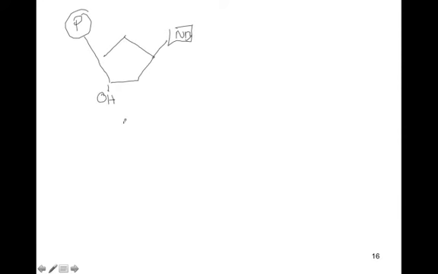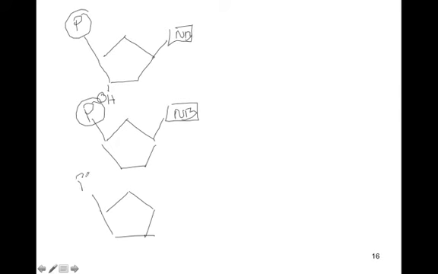Now we'll string these guys together by simply drawing another pentose sugar with its nitrogenous base and a phosphate. Let's draw a third one, a third pentose sugar with its phosphate, a nitrogenous base, and a 3' OH group. Oops, we forgot the 3' OH here.